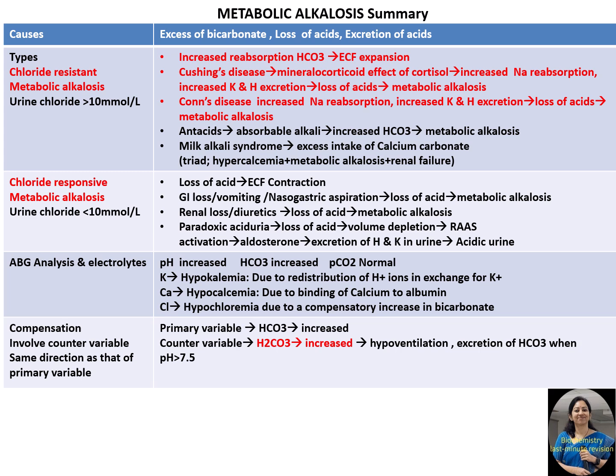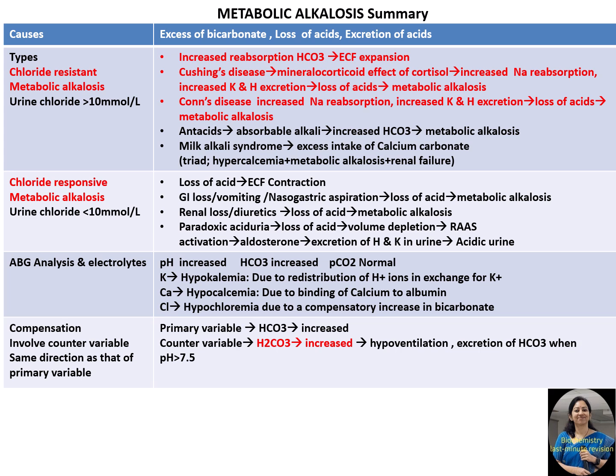Chloride responsive metabolic alkalosis is also characterized by paradoxic aciduria. This is because here there is loss of acid or fluid resulting in volume depletion, which activates the renin, angiotensin, aldosterone system. Now this aldosterone stimulates excretion of hydrogen ion and potassium ion in urine and makes the urine acidic. So in metabolic alkalosis, especially the chloride responsive metabolic alkalosis, the blood pH is increased whereas urine pH is decreased. This is because of paradoxic aciduria. And here the urine chloride excretion is less than 10 millimoles per liter.